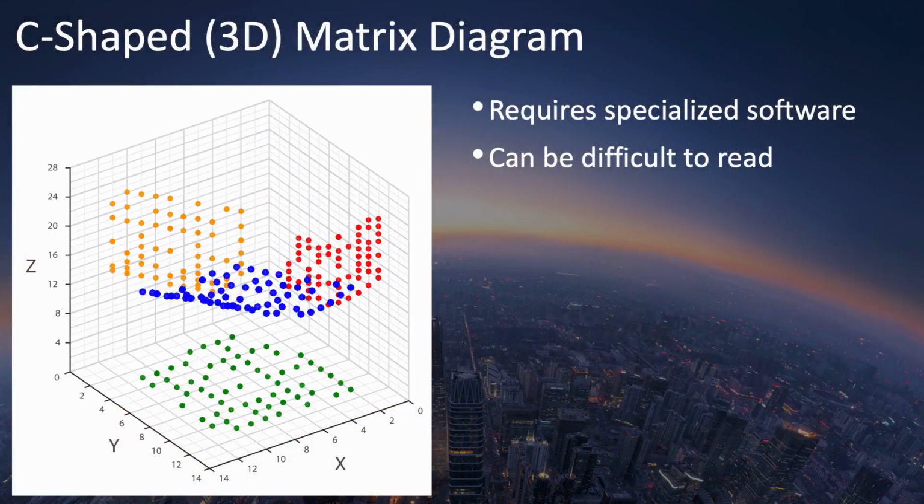A C-shaped matrix is a three-dimensional matrix that relates three groups to each other, like the Y-shaped matrix, but drawn as a 3D image. These require some specialized software and can be rather difficult to read, so they're only used in limited circumstances.